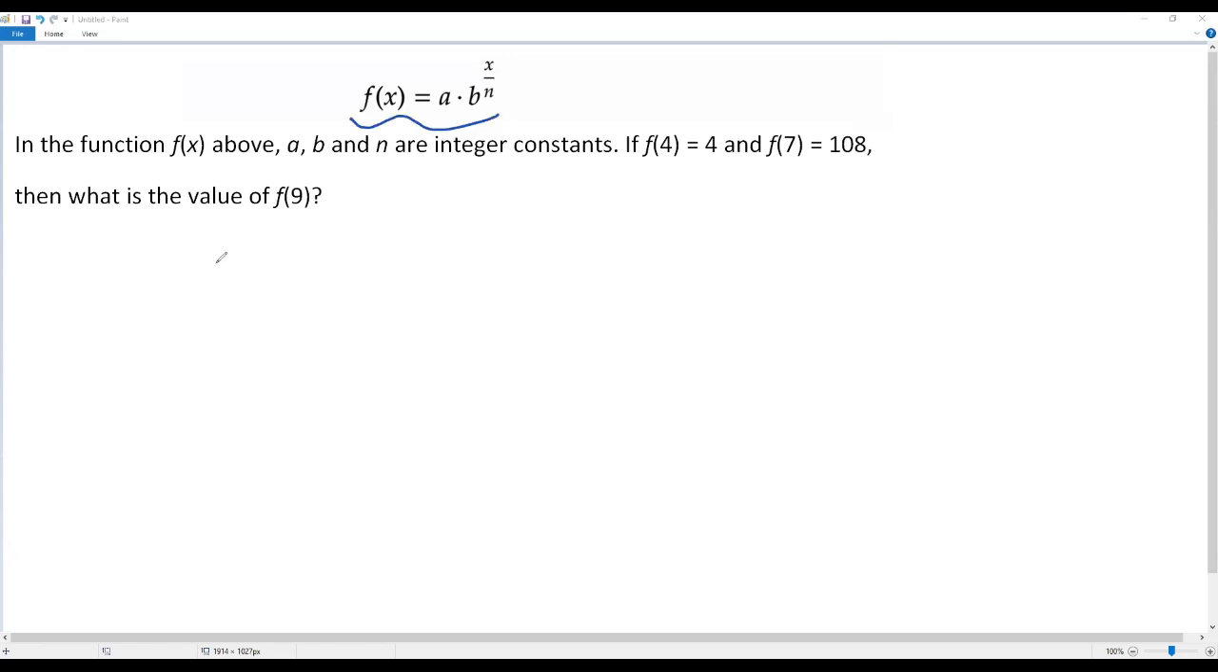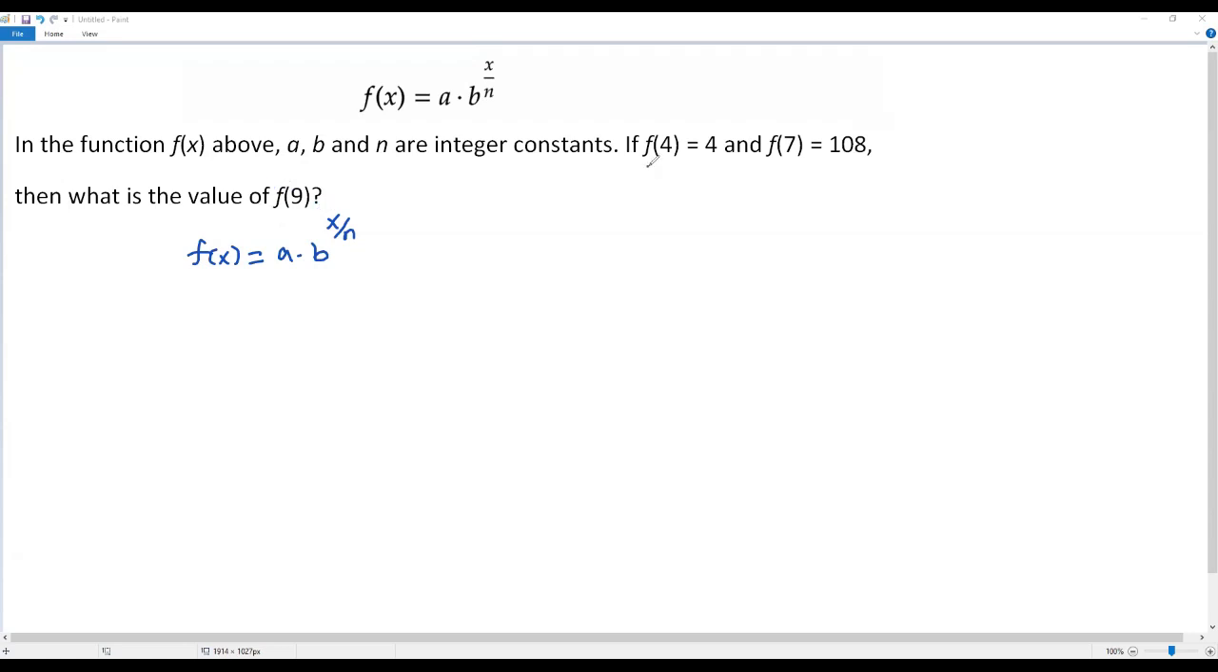In this function, let me write the given function. f of x equals a times b raised to the power of x over n. Okay, to get the value of f of 9, we need to find the values of the constants a, b and n, so that we can plug in 9 for x and evaluate the value of this f of 9.